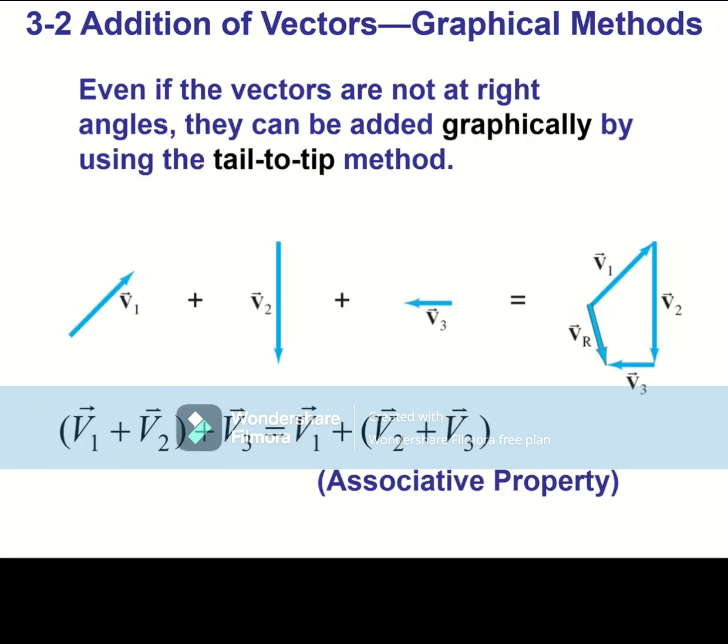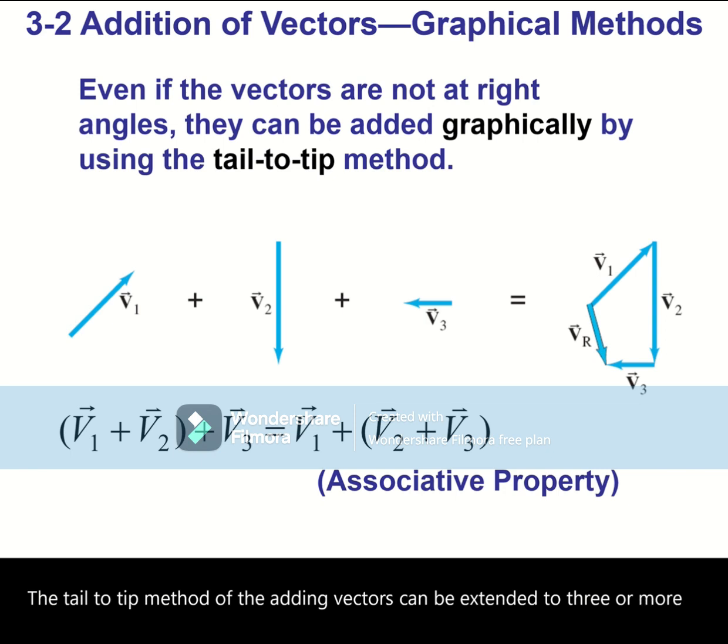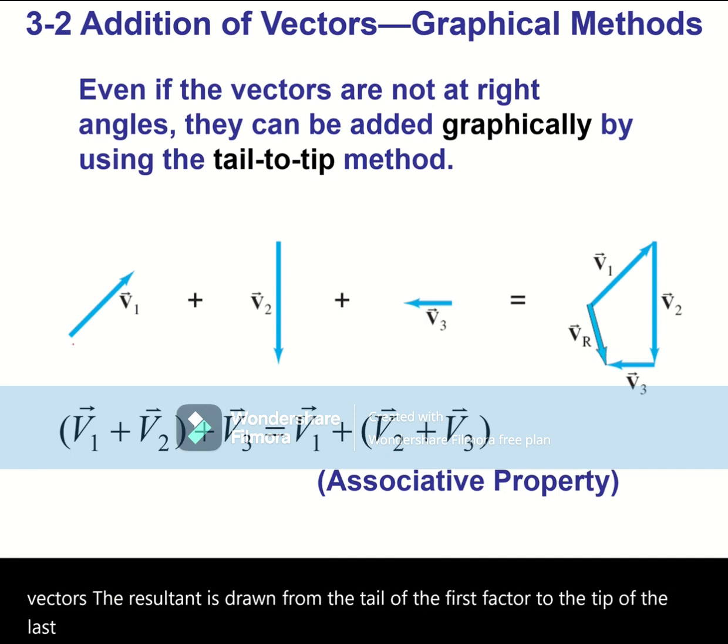The tail-to-tip method of adding vectors can be extended to three or more vectors. The resultant is drawn from the tail of the first vector to the tip of the last one added.